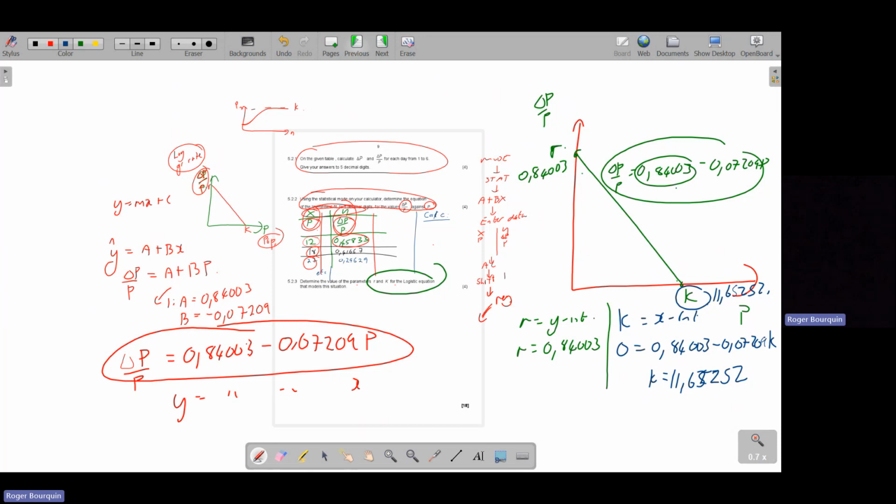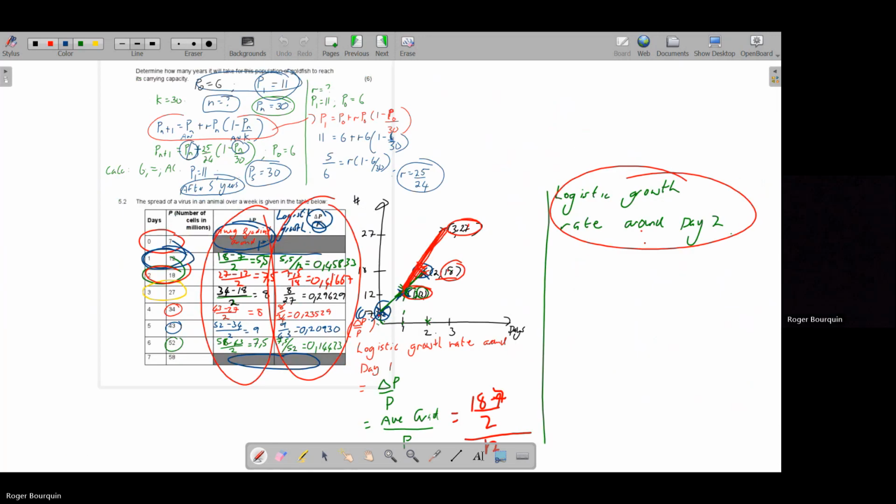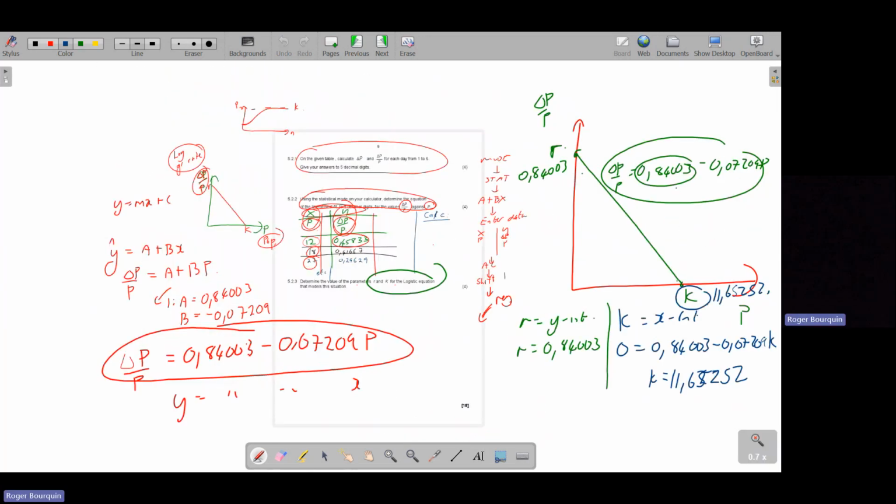Curious to see something? So there's your carrying capacity, 11.65252. What links them up? Remember, if you ever have to link them up, your gradient is change of y, which is negative R, over K. And so you can also use that in order to find those parameters.